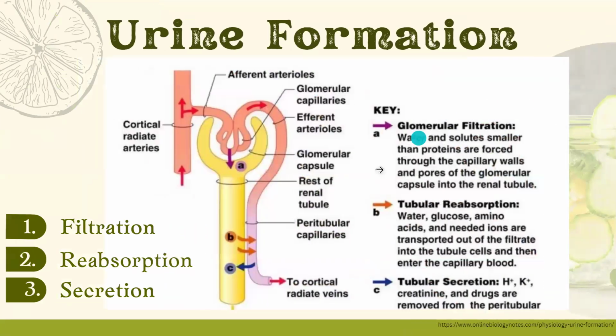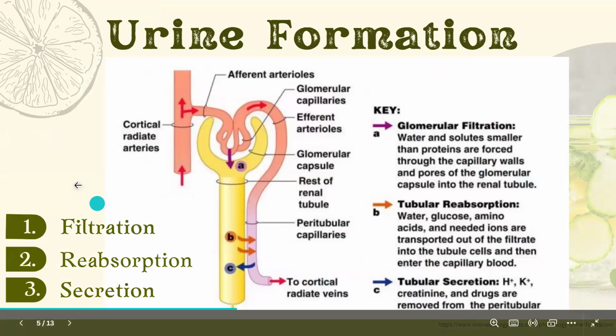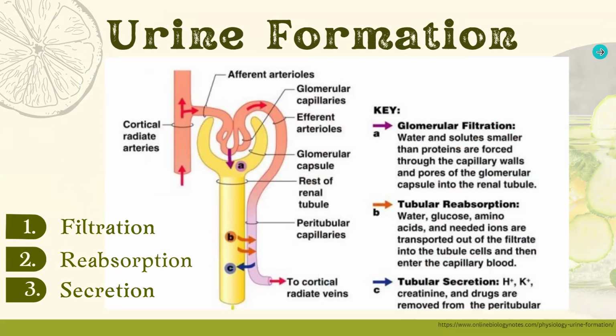So we touched on it a little bit in that last slide, but there's three primary steps to urine formation. The first one is filtration. That happens at those glomerular capillaries. And so here's our Bowman's capsule. This is where we're filtering out.